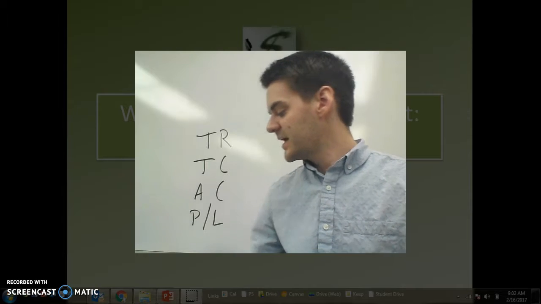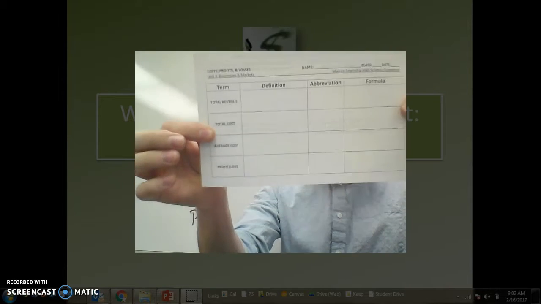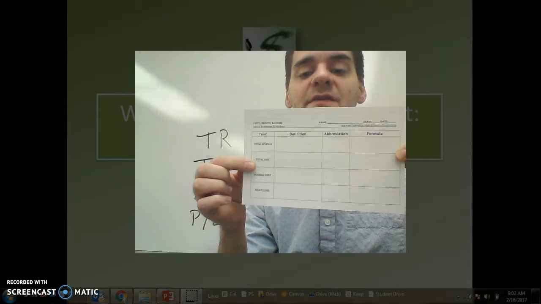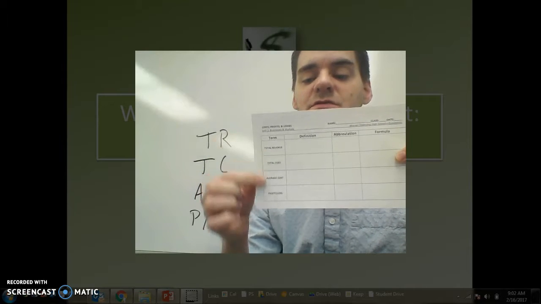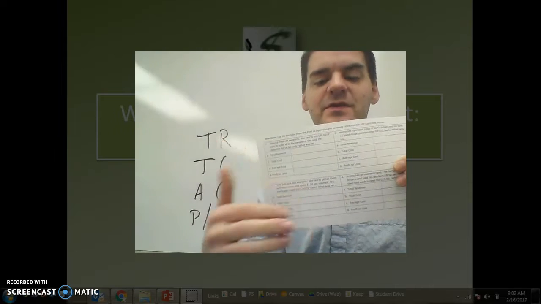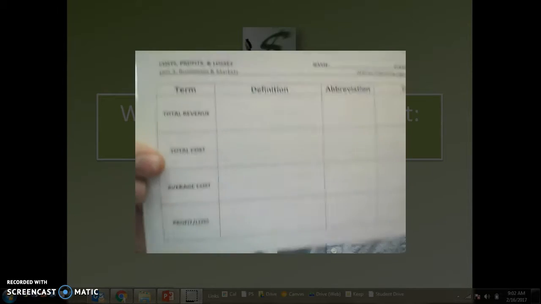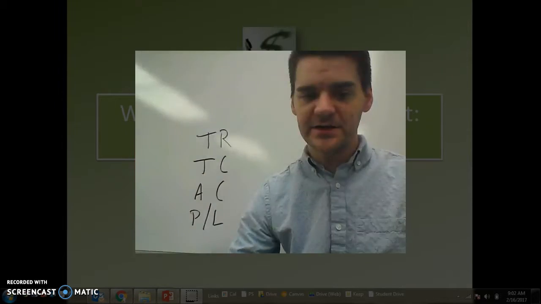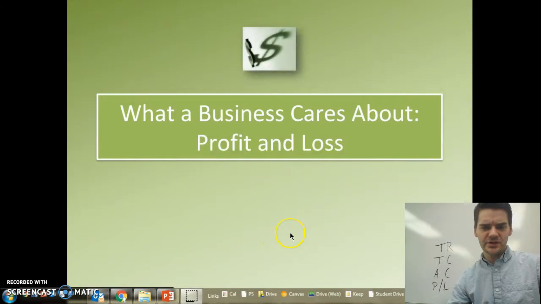You should have a little teeny tiny half sheet of paper. It looks a bit like this. On one side there's lots of empty space, and on the other side you're going to see some other charts and things. We're going to start on this side with some space here for some definitions. So let's jump into this, shall we?